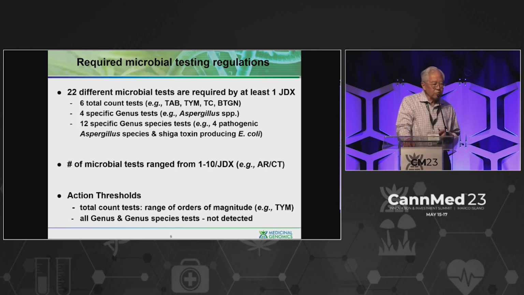Now, there's no consensus even in the action thresholds, and the widest range for the total count tests is total yeast and mold. It's 3 orders of magnitude. On the low end it's 1,000 colony-forming units per gram of sample, and on the high end it's 10 to the 5th. And for all the genus and the genus species tests, it's always non-detect.